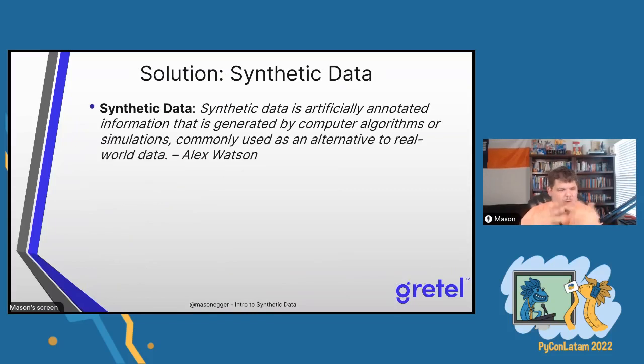And you may be wondering, well, what is synthetic data? I've never really heard of it. And up until a couple of months ago, I had never heard of it either. Synthetic data is artificially annotated information that is generated by computer algorithms or simulations, commonly used as an alternative to real-world data. So that's a really fancy way of saying that we use computers to take a data set and then generate more data that looks like it. Then the magic happens and it becomes really interesting.